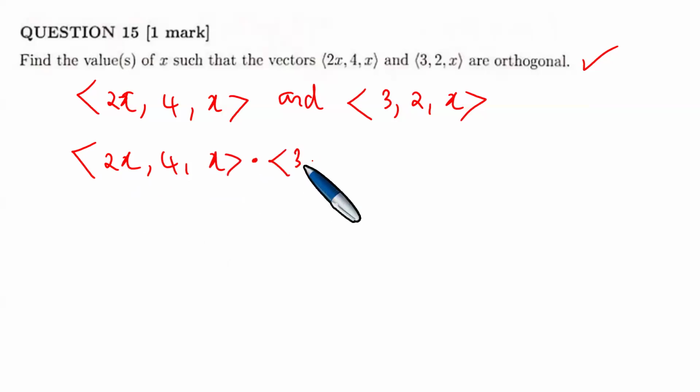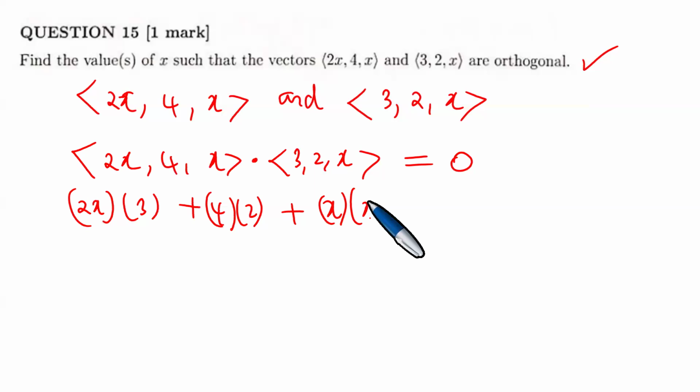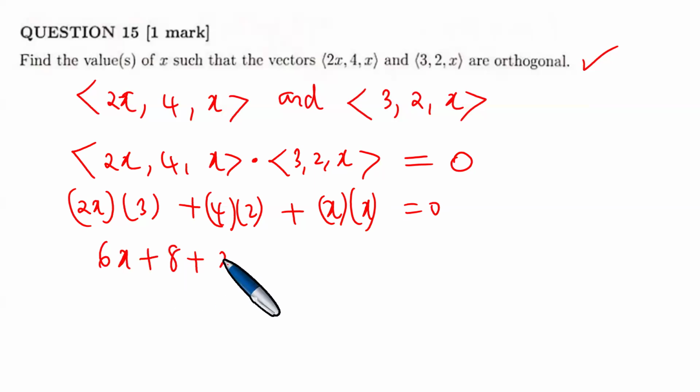So you find a dot product of 3, 2x with the other vector. So now 2x times 3 we have 3 plus 4 times 2, x times x. And then it means, therefore, at this point, we have 6x plus 8x squared equals 0. So now you then have, for instance, the following.